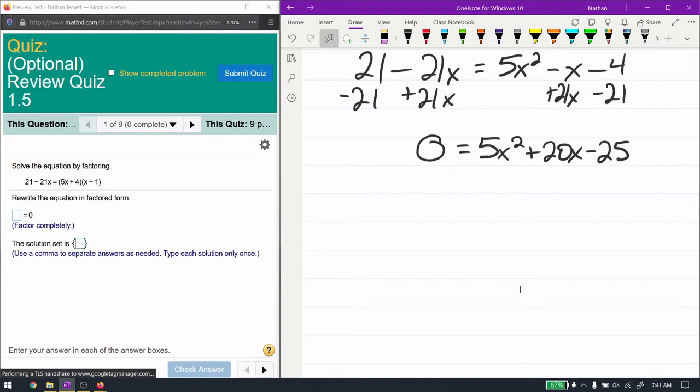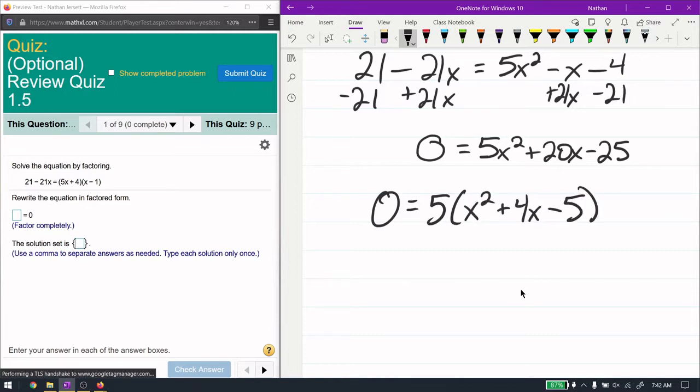So we can solve this using any method that we want. But the first thing I notice is that I can take out a 5 from this. So I'm going to do that, take out a 5. It gives me x squared plus 4x minus 5. Now it's much easier to factor. I can use the AC method. A times c is going to be 1 times negative 5, so negative 5, plus 4.